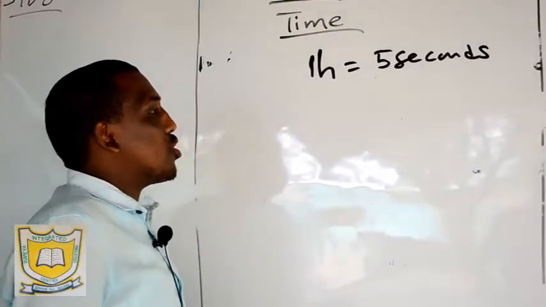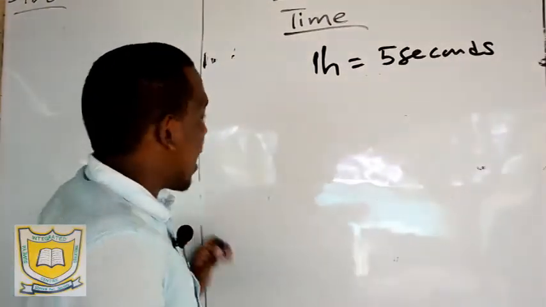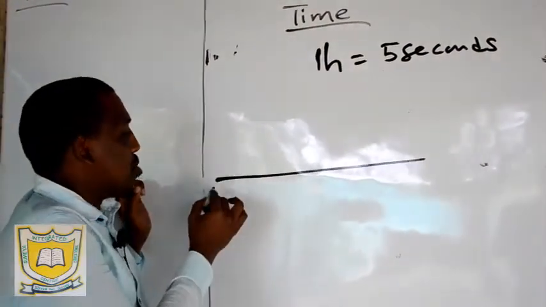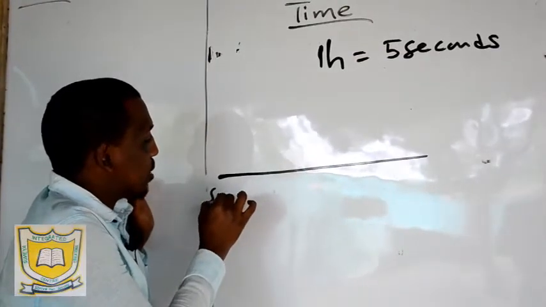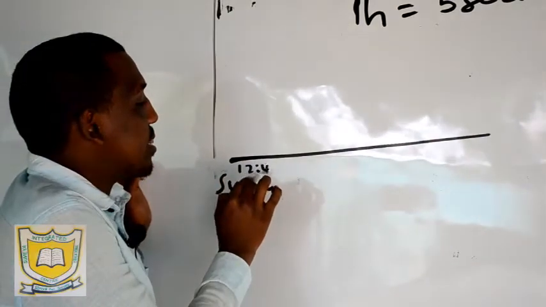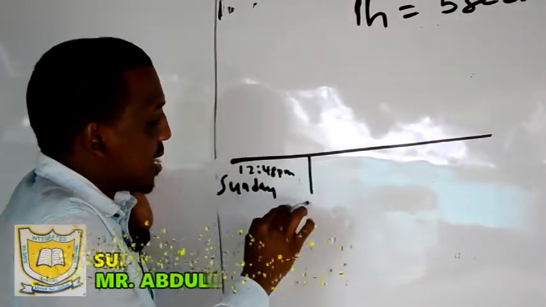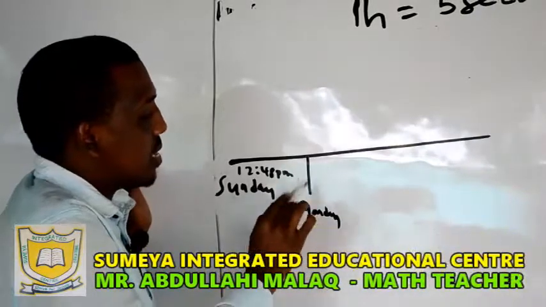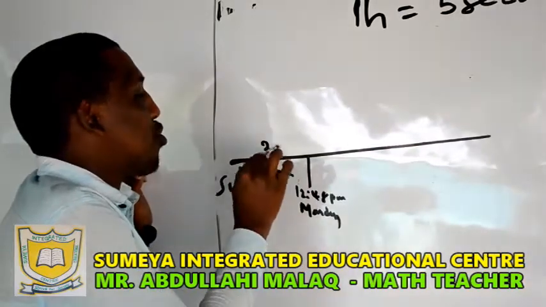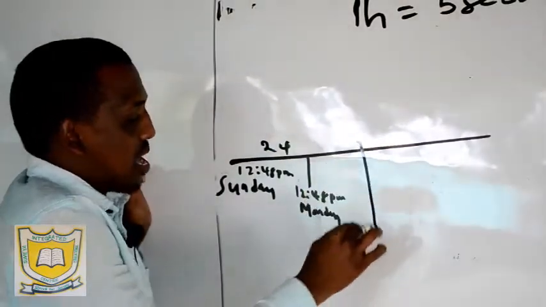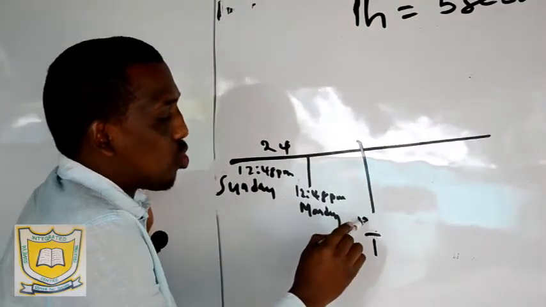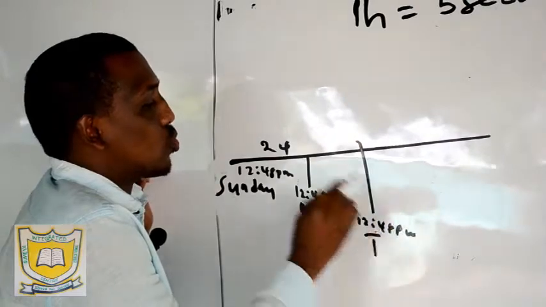What we do is we use a number line. To come up with this number line, we say it was set right on Sunday. So Sunday 12:48 p.m. to Monday 12:48 p.m. is 24 hours. Then Monday to Tuesday, 12:48 to 12:48 p.m., is also 24 hours.